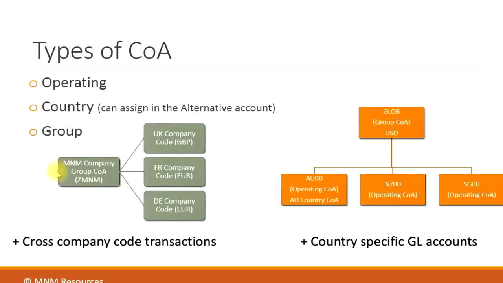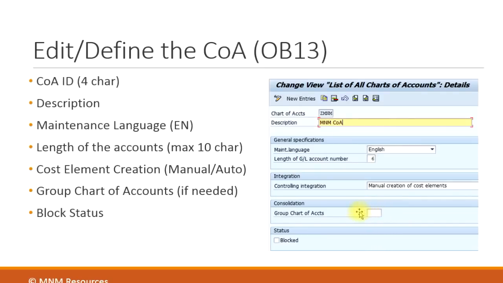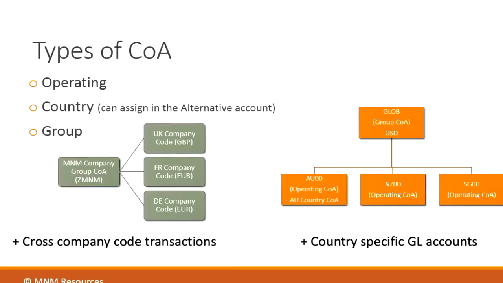Now, we saw when we created the chart of accounts configuration, there was an option over here asking what is the group chart of accounts. So what you need to do is specify that group chart of accounts over here. So automatically all the entries in this chart of accounts will also be shown in the group chart of accounts and in that group chart of accounts currency. So those are three types of chart of accounts: operating, country, and group.